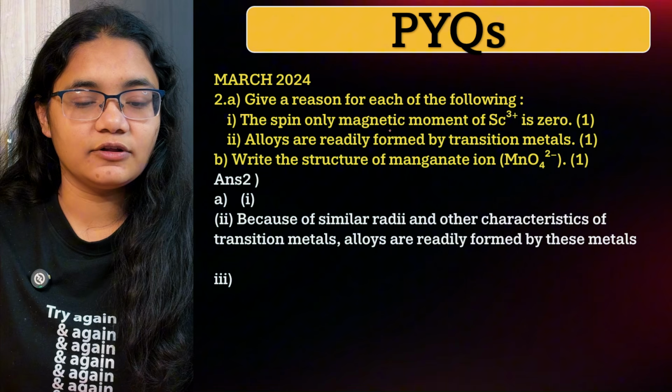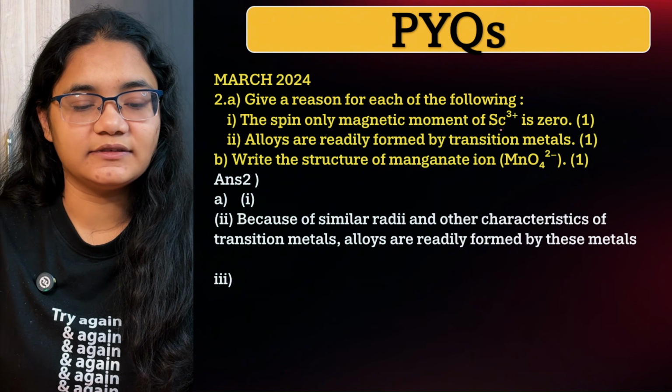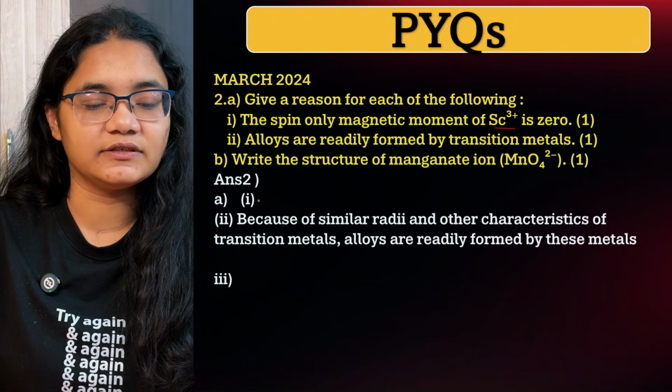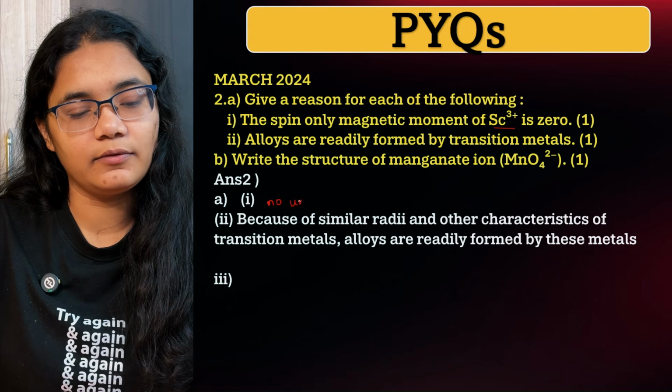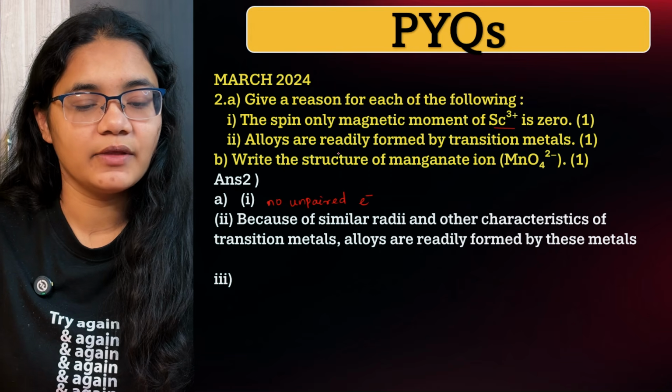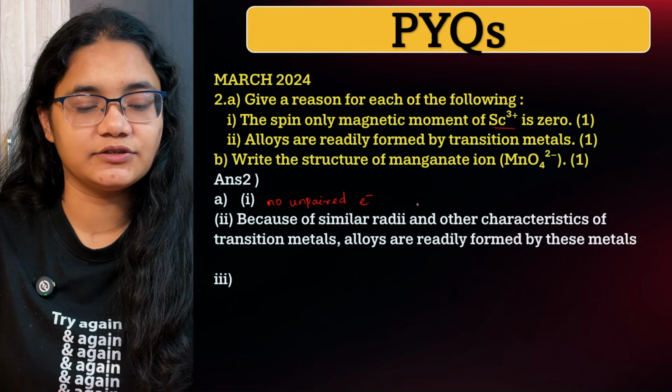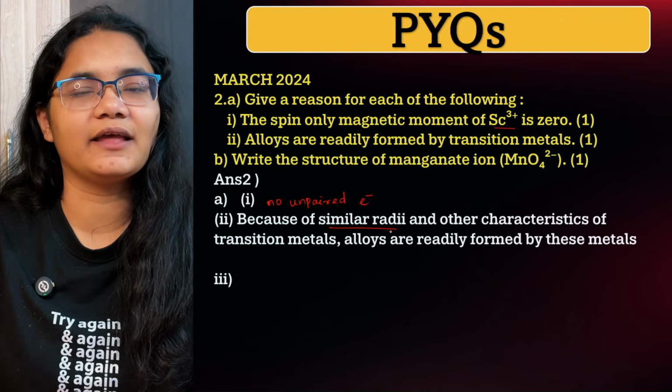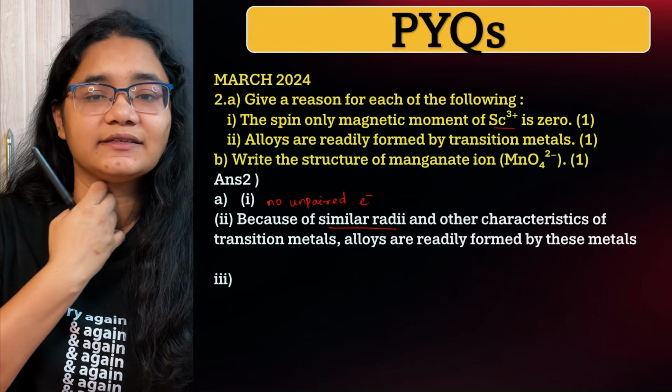Next, give the reason for the following. The spin-only magnetic moment of scandium is 0 because it has no unpaired electron. Next, alloys are readily formed by transition elements because of the similar radii. They have similar size, similar characteristics are there.